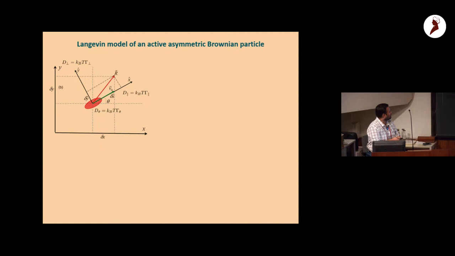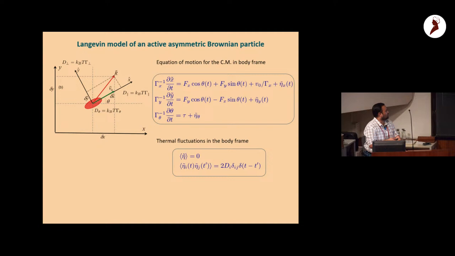This is the equation of motion of the center of mass, of course in the overdamped limit, under the body frame. Here Fx and Fy are the x and y components of the external forces, and if we take the projection of F along the x hat axis and y hat axis, we will find this Langevin equation in the body frame. And this is the rotational dynamics, how it evolves. This tau is the torque generated because of the external force, and this is the stochastic noise here. This depends, of course, on thermal fluctuation, which is zero mean and delta correlated.